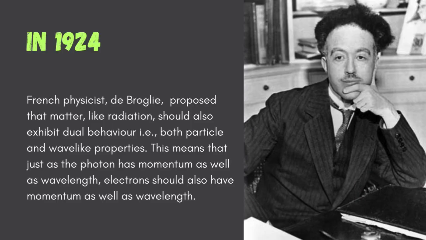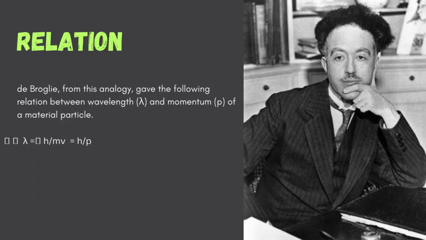In 1924, French physicist de Broglie proposed that matter, like radiation, should also exhibit dual behavior, i.e., both particle and wave-like properties. This means that just as the photon has momentum as well as wavelength, electrons should also have momentum as well as wavelength.